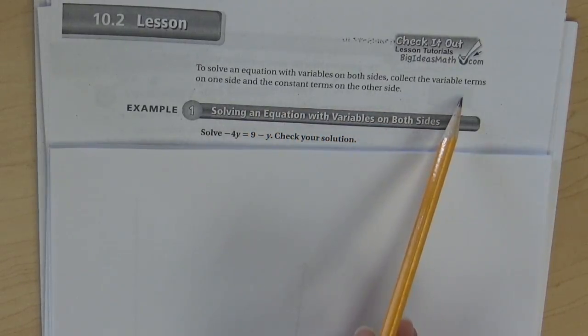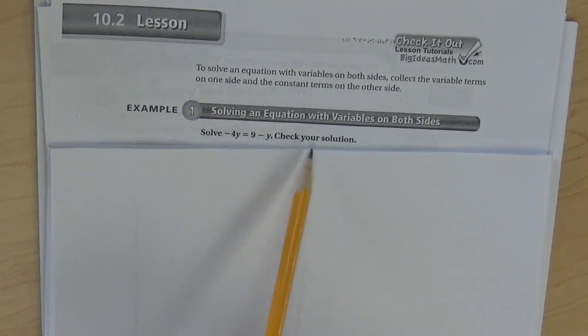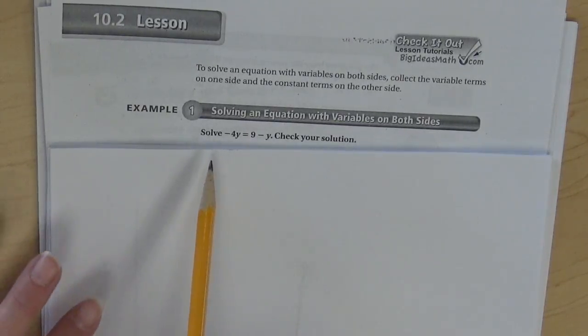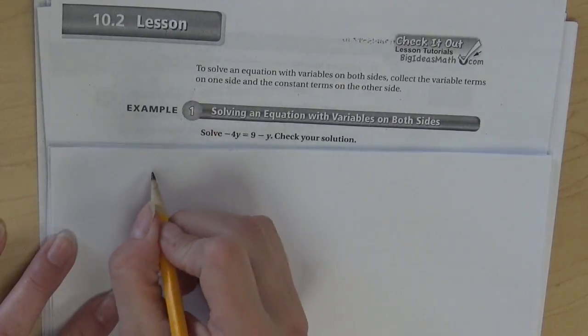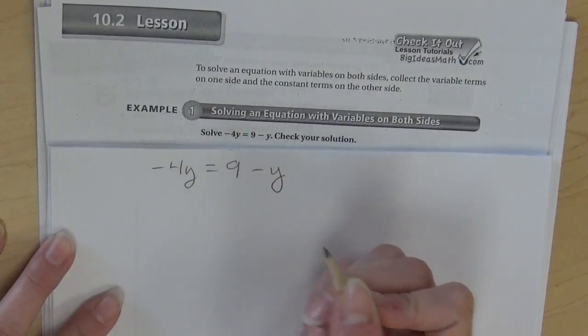In the first example, well, let's see, what does it say? It says to solve an equation with variables on both sides, collect the variable terms on one side and the constant terms on the other side. Okay, so in these problems, you're going to have a variable on both sides of the equation. All right, so in example 1, we are going to solve negative 4y equal 9 minus y, and then we're going to check our solution.